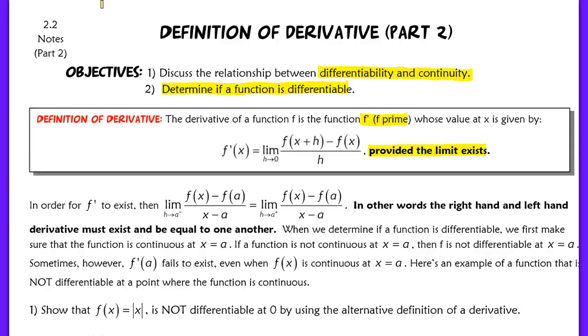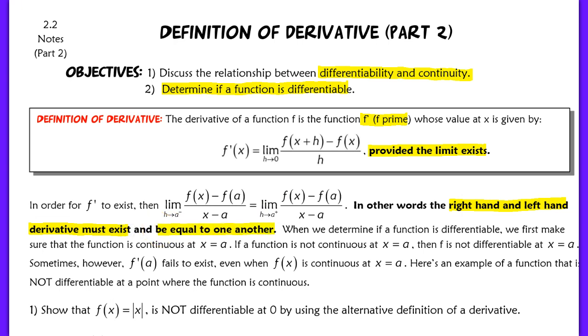So we say then that in order for a derivative to exist, the limit as h approaches a from the left, so here I'm using slightly different notation, instead of the difference quotient we're using f of x minus f of a over x minus a. It's just a different way of saying the same thing as the difference quotient. That limit from the left must be the same as the limit as h approaches a from the right. In other words, the right hand and left hand derivative must exist and they must be equal to one another.